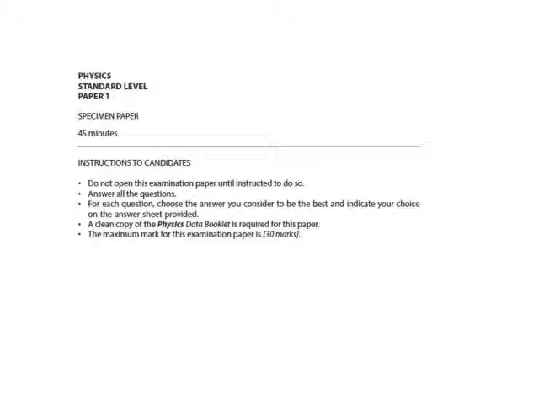Standard level, paper 1, multiple choice. Very easy question to start with. An object falls freely from rest through a vertical distance of 44 meters in a time of 3 seconds. What is the value for acceleration of free fall? Well, it falls freely from rest, so the answer is D, 9.8. No calculation necessary.